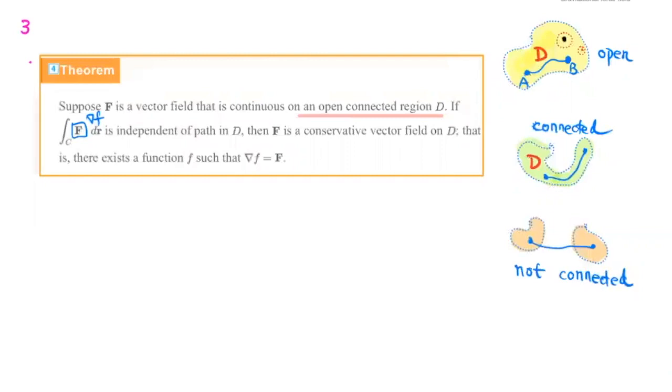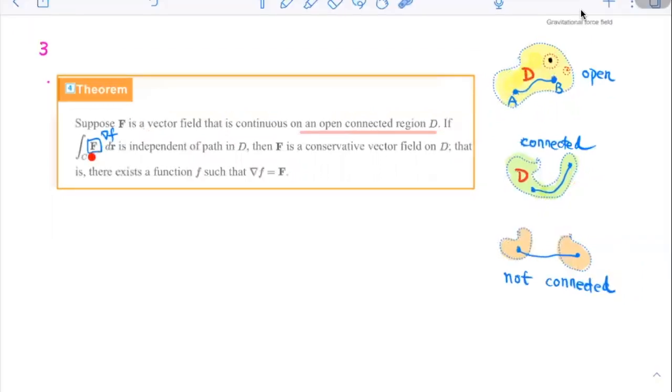Number 3, we also learned that suppose F is a vector field that's continuous on an open connected region D, then if the line integral of big F over a curve C is independent of path in D, which means that only the function value of the small f at the endpoints matters, then the big F function is a conservative vector field. And we can write this big F as the gradient of small f, providing that the function big F is continuous on an open connected region D. Open means it doesn't contain any of its boundary points. Connected, you can think about that, is not separated into different pieces.